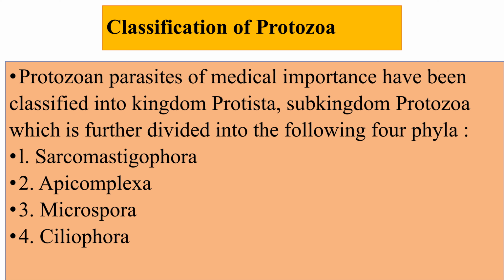Okay, now let's move to the classification of protozoa. Protozoan parasites of medical importance have been classified under the kingdom Protista, subkingdom Protozoa, which is further divided into the four phyla, that is Sarcomastigophora, Apicomplexa, Microspora, and Ciliophora.